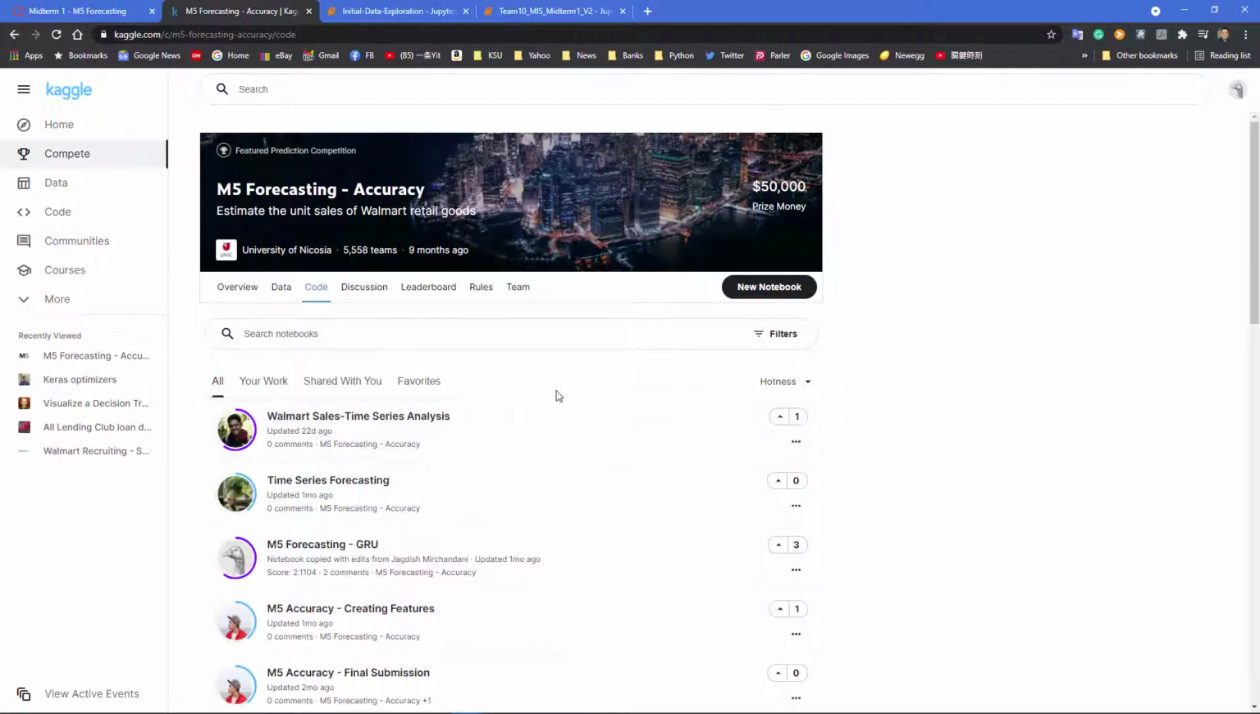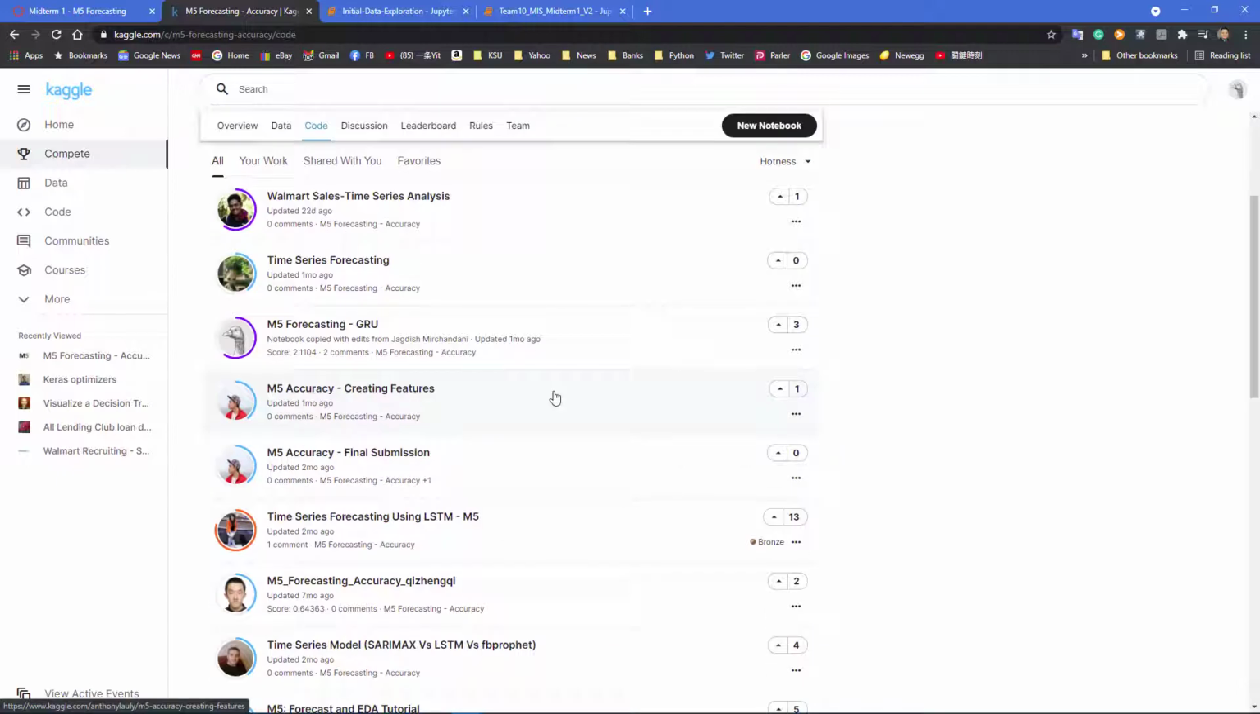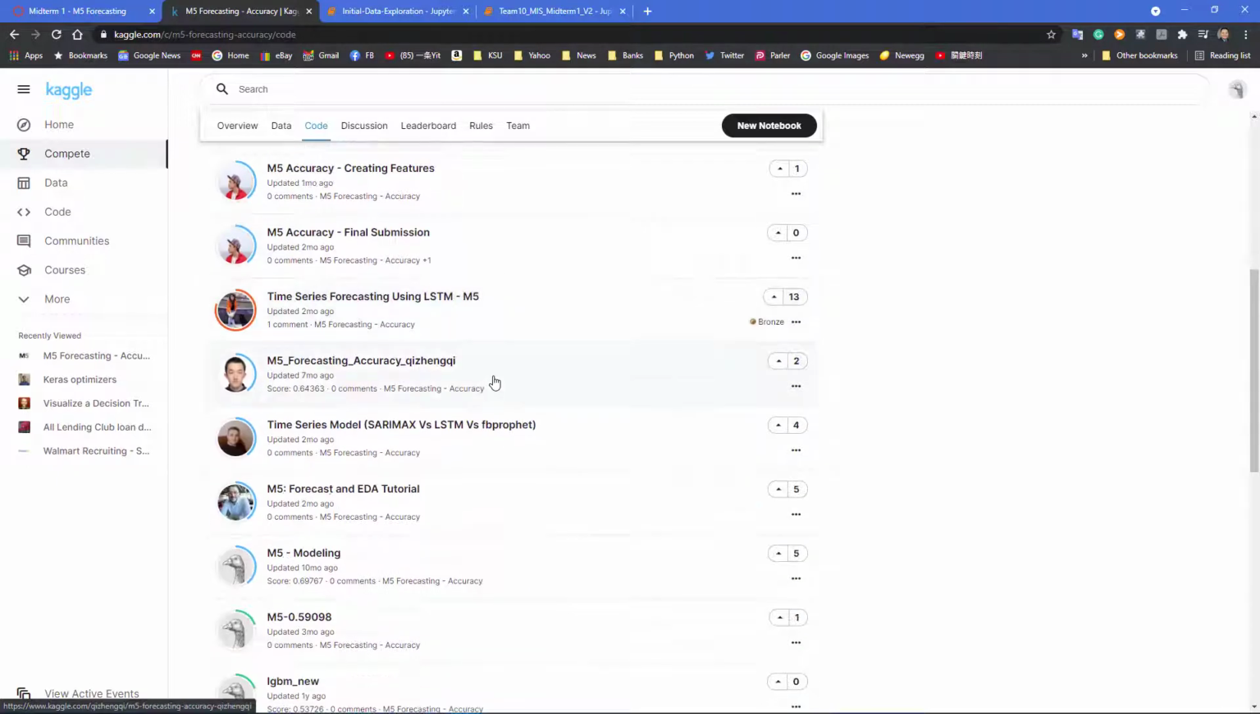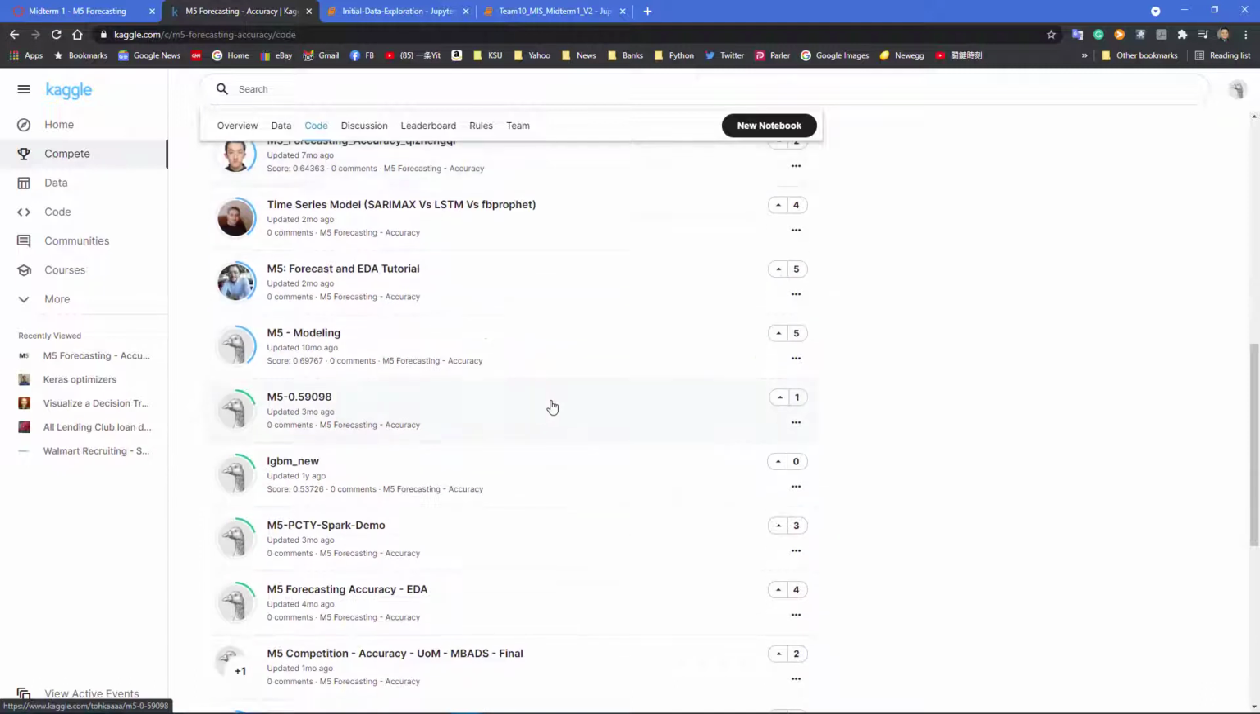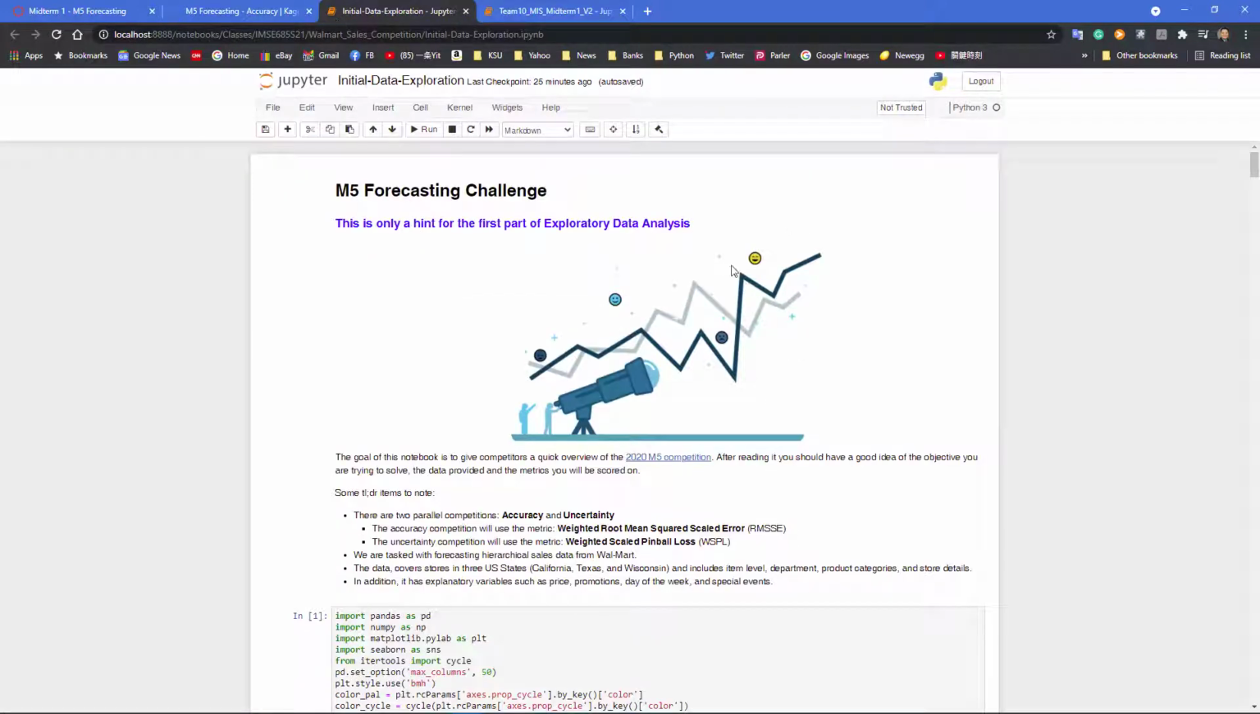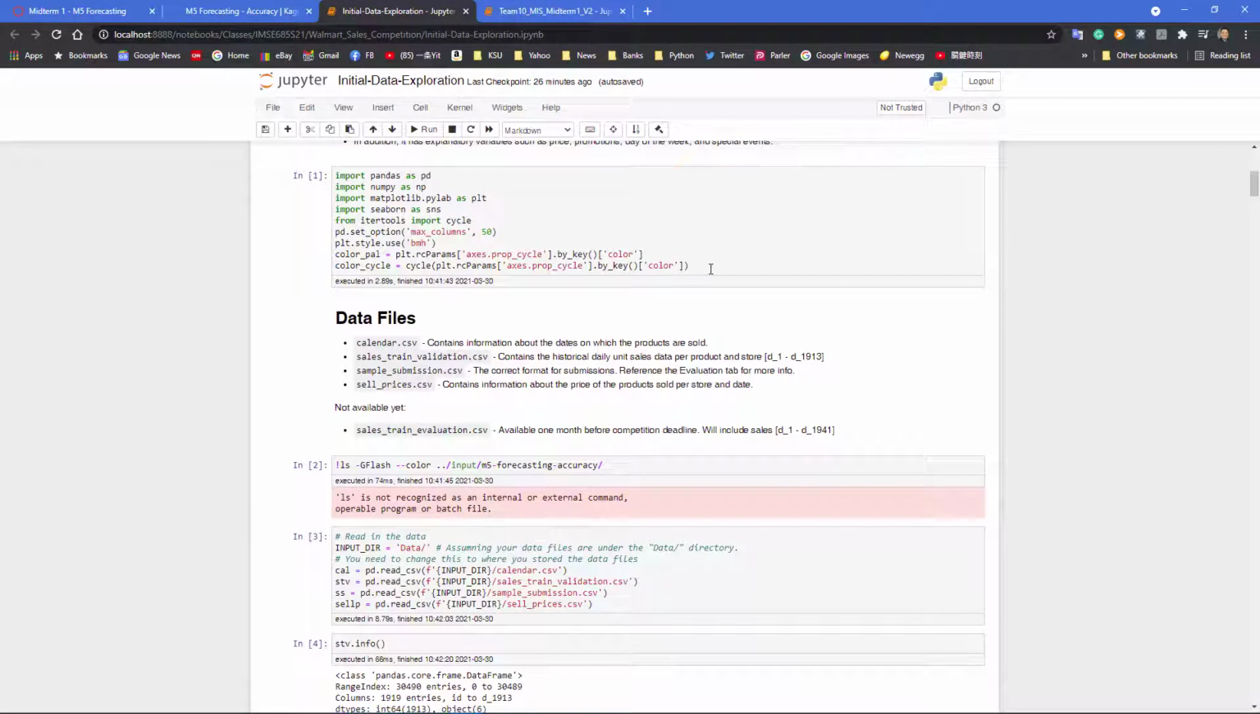Also, you can see a whole bunch of other people contributed to this competition, and various people are using various different methods. Some of them are doing time series analysis just like we do. I just downloaded the exploratory data analysis portion, and I posted it here online. So this is one of the examples from other people.